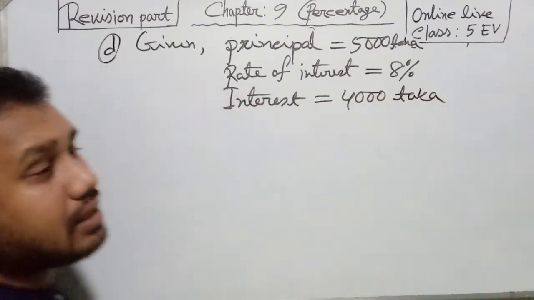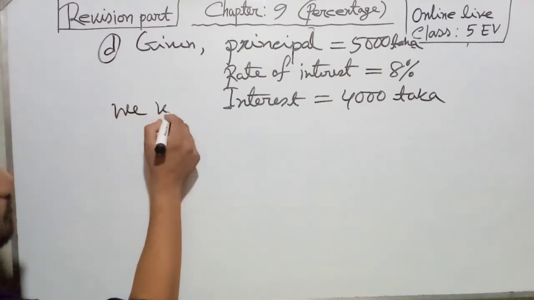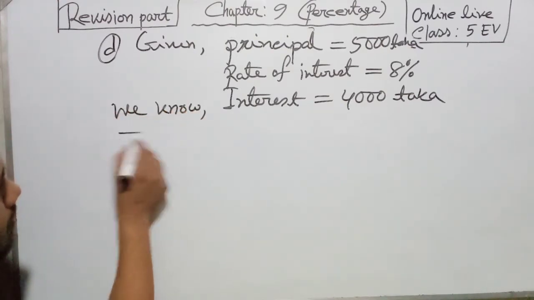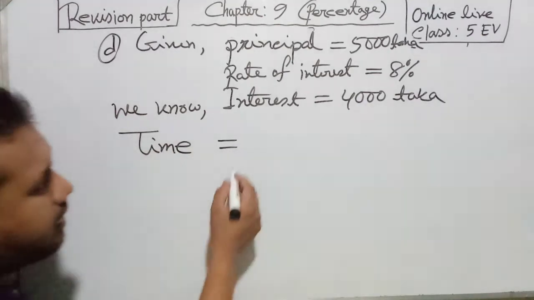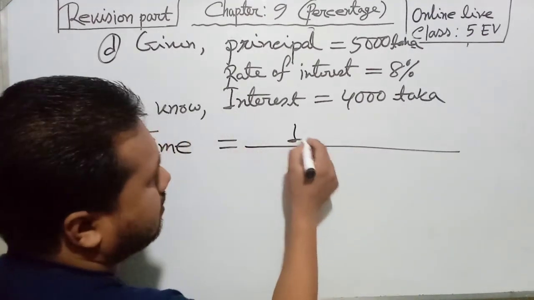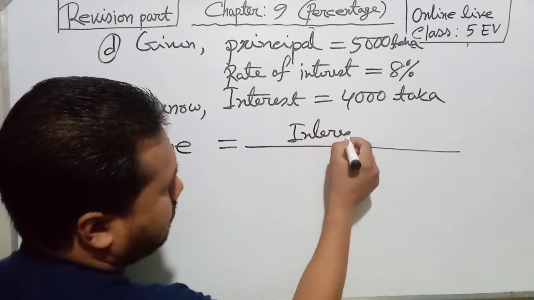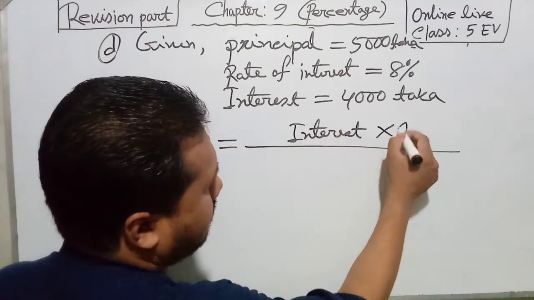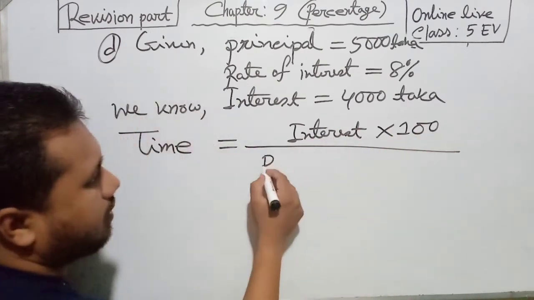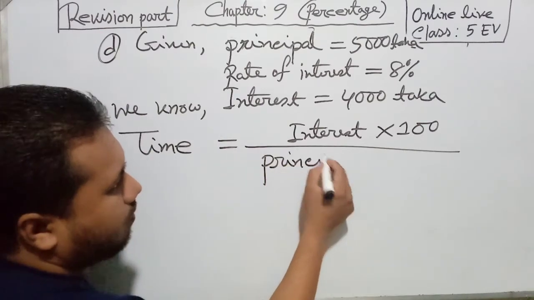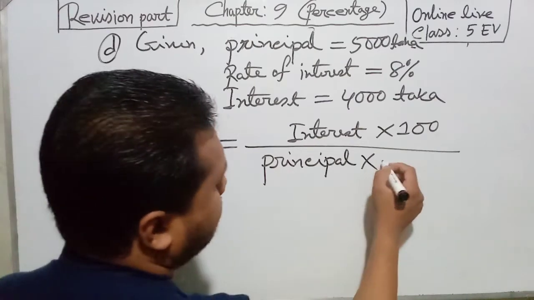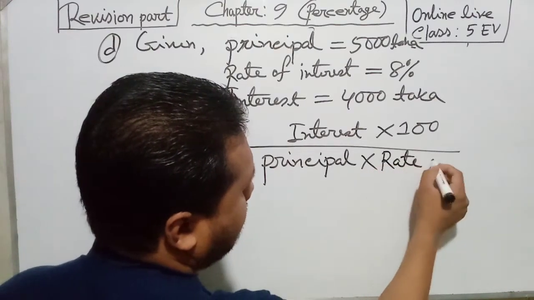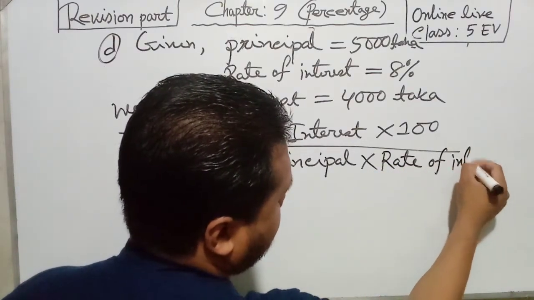Now we have to find the time, so we know, what is the formula of time? Interest into 100, divided by principal into rate of interest.